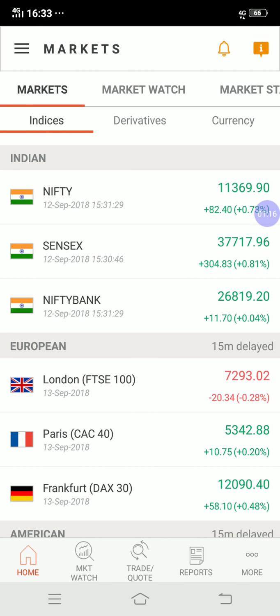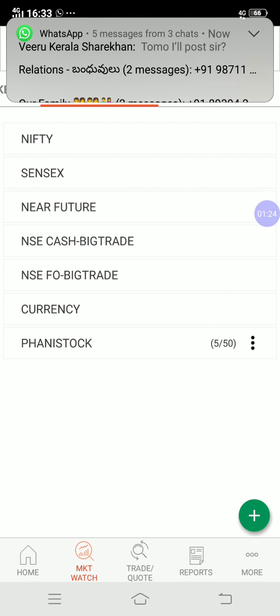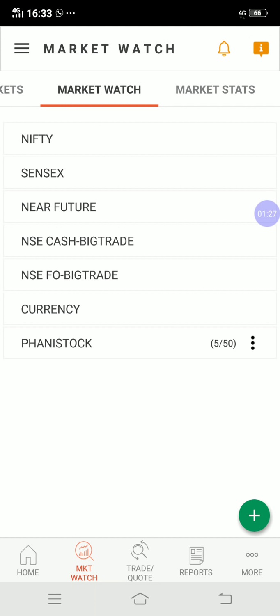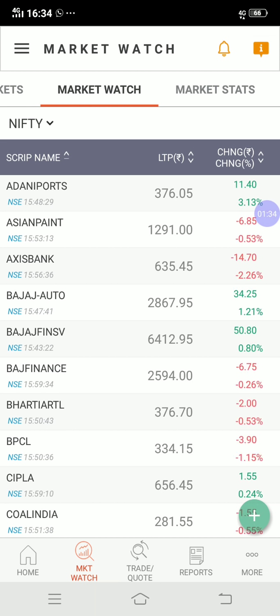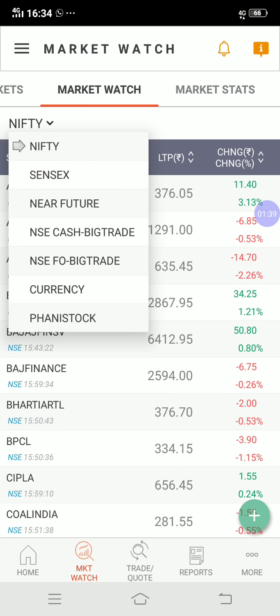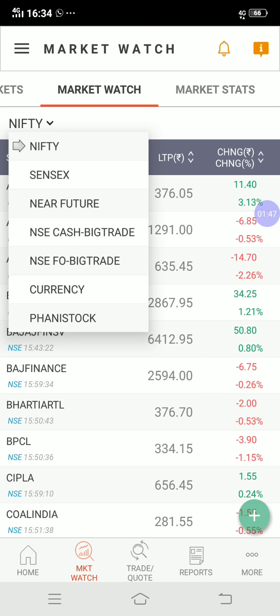Now if you go to market watch, it might be on the top or at the bottom as well. In market watch, you can see all the Nifty stocks. If you click the drop down, you can see all the Sensex stocks, near future, cash big trade, NSE futures and options big trade, FO big trade, currency.